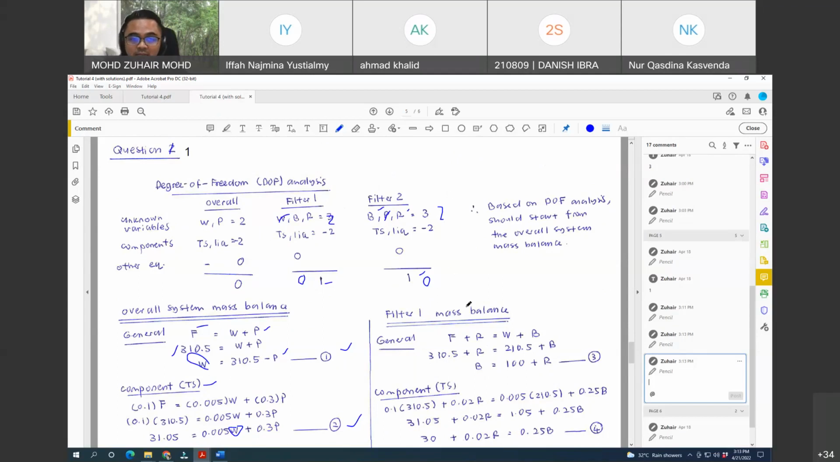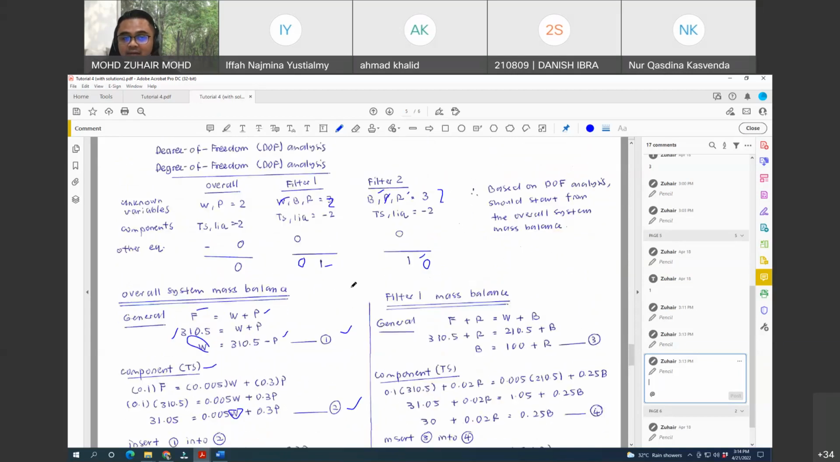But if filter 2 still had a degree of freedom of 1, for instance, like another example: filter 1 has a degree of freedom of 0, and filter 2, after the calculation, is still 1. Then we need to start with the process that has a degree of freedom equal to 0. But for this case, both processes are already 0, so we can start with filter 1 or filter 2.